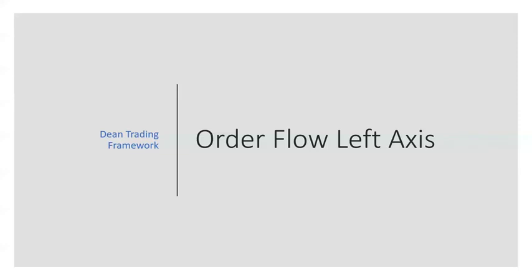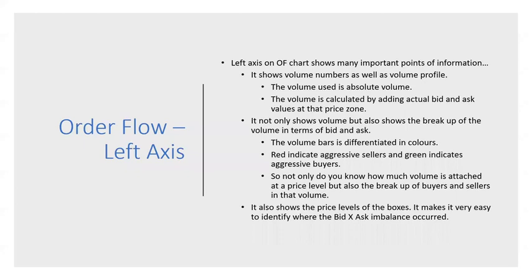Now we come to the order flow left axis. This has been discussed time and again, and it is important. There is a lot of information shared on that left axis. So what is that? The left axis on an order flow chart shows many important points. First and foremost, it shows volume numbers as well as volume profile.